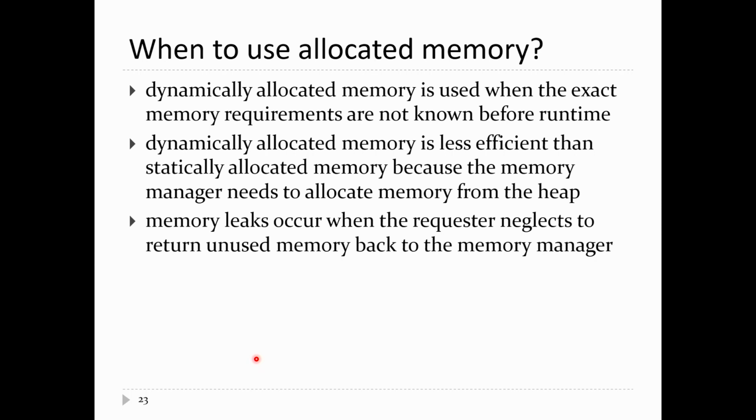Okay, so when do you use allocated memory as opposed to a variable length array or a regular array or automatic storage? You're going to use it when you don't know what the exact memory requirements are before you run your program, which is almost any non-trivial program nowadays. If your program uses a list or a stack or a map or something like that, you're going to need dynamically allocated memory, because you don't know how big that thing's going to get.